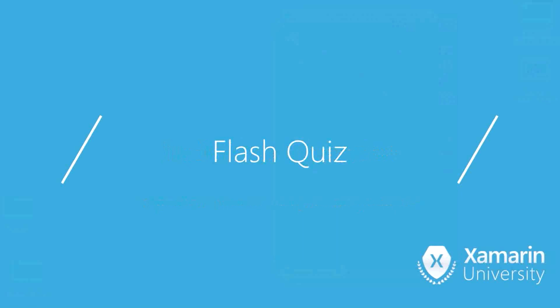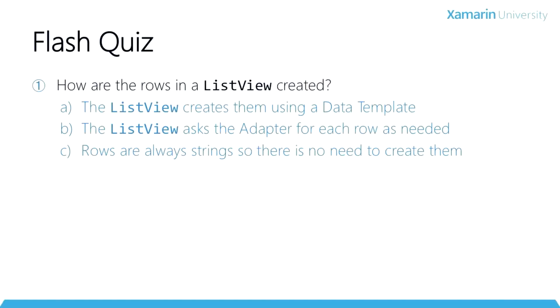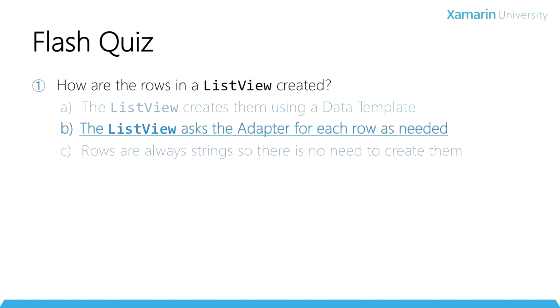It's time for a quick flash quiz to test our knowledge up until this point. Question 1. How are rows in a list view created? A. The list view creates them using data template. B. The list view asks the adapter for each row as it's needed. Or C. Rows are always strings, so there's no need to create them. The correct answer is B. The list view asks the adapter for each row as needed.